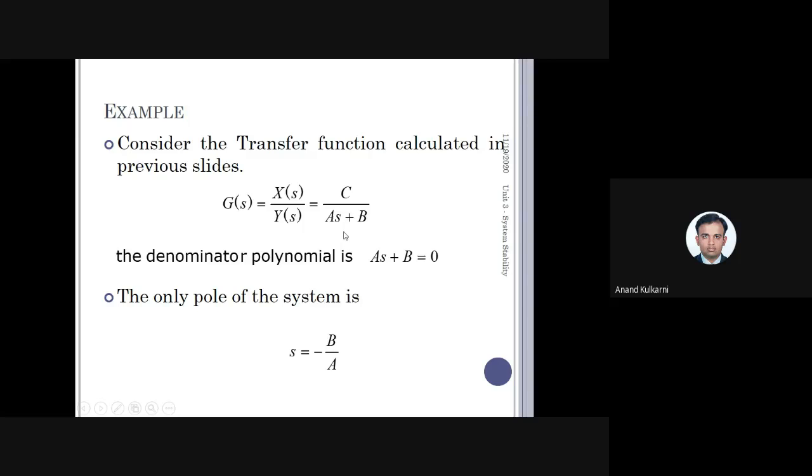Whereas in the denominator, if you put as plus b equal to 0, that means s is equal to minus b by a, this will become 0. When the denominator becomes 0, the transfer function becomes infinity. c divided by 0 is infinity. So there is one pole here, because the denominator corresponds to pole and numerator corresponds to 0. So there is one pole at minus b by a. This is the concept.